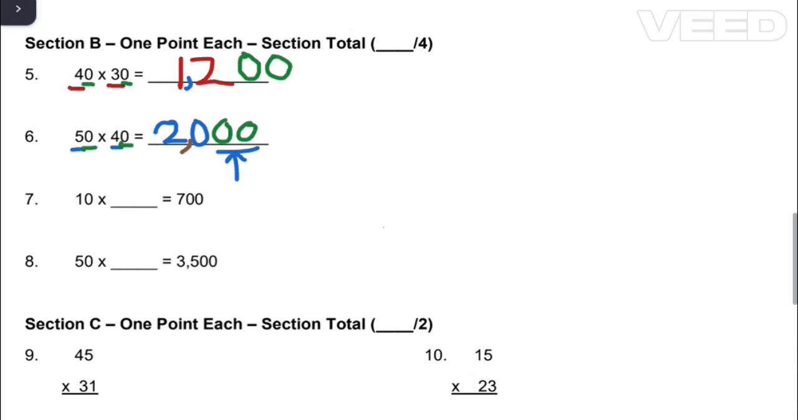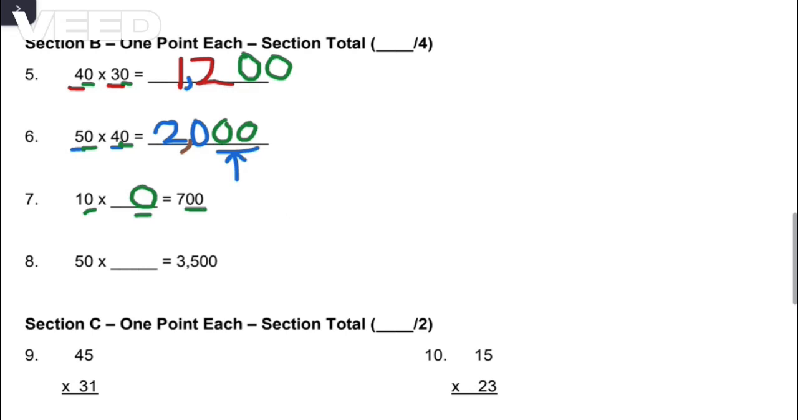10 times what number is 700? Well, I see that there are two zeros here and one there. So I know I'm going to need an extra zero in my other factor, right? To account for the two zeros. So 0 here and 0 here is two zeros. Those are the two zeros that we have now. 0 here and 0 here, that makes up for the two zeros that are in the answer, in the product.